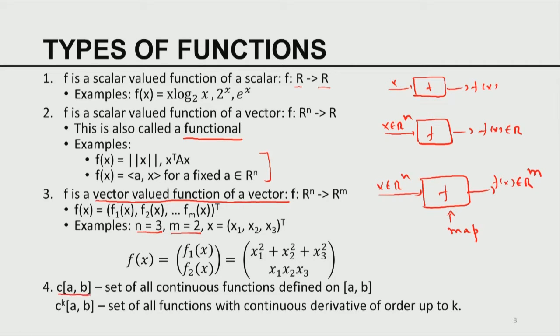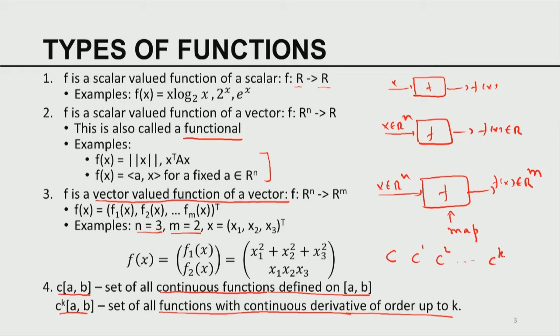C[a,b] denotes the set of all continuous functions defined over the interval. That's a huge set, it's an infinite set. C^k[a,b] is the set of all continuous functions with derivatives of order up to k. If I say C[a,b], continuous function need not be differentiable. But in the second set C^k[a,b], it must not only be differentiable, but I would like it to be differentiable up to the order k. So what does this mean? I have C, I have C1, I have C2, I have Ck.